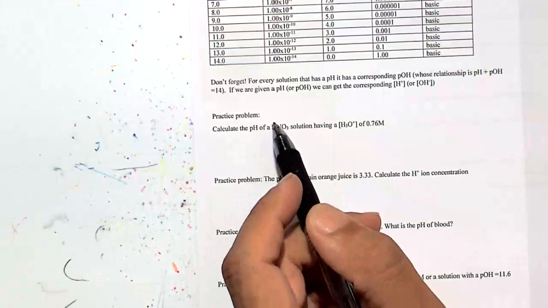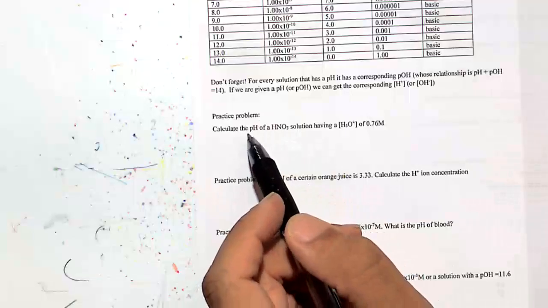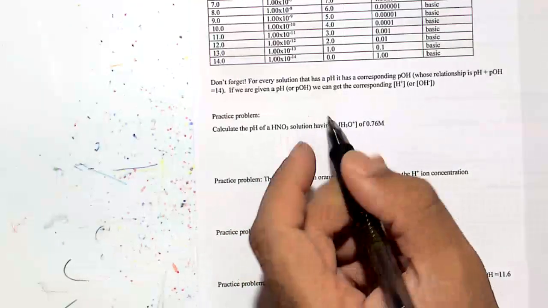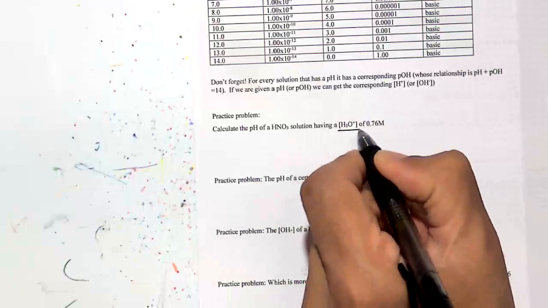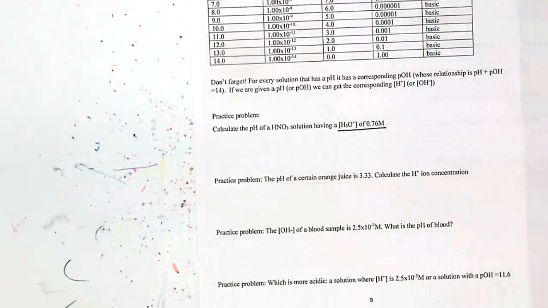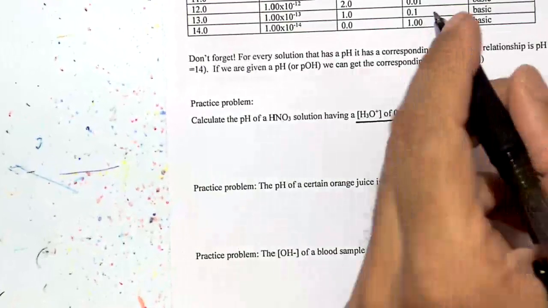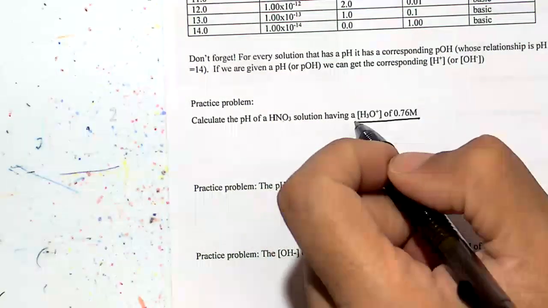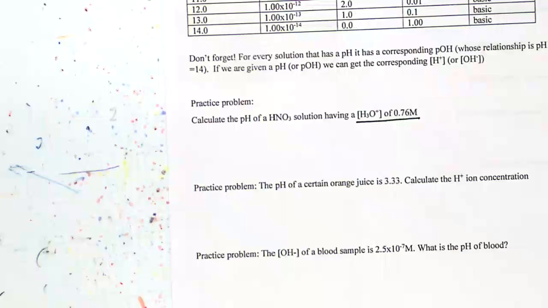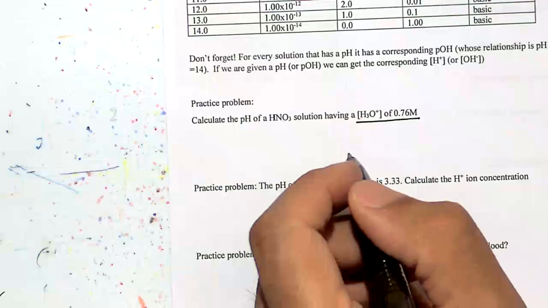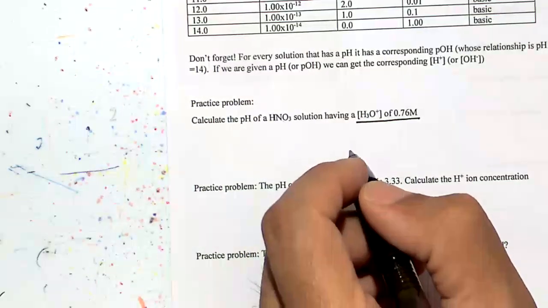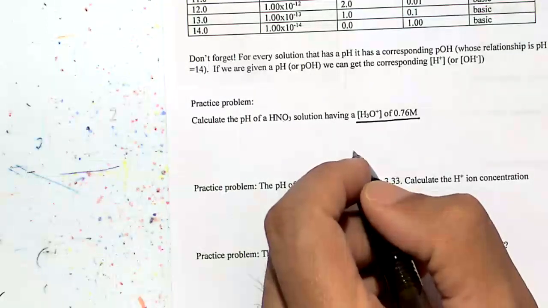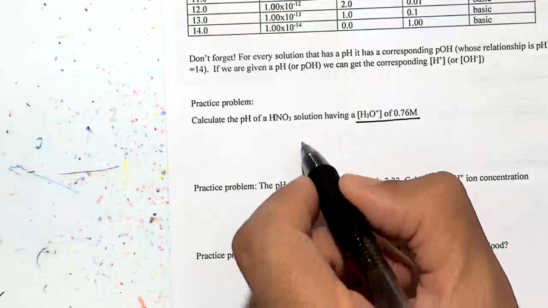All right, let's just go ahead and start off with these problems here. Calculate the pH of an HNO3 solution whose concentration of H3O plus, or proton, is 0.76. So how will I calculate the pH of this? Is HNO3 a strong acid or a weak acid? Because it's a strong acid, just plug it in. Okay, plug and chug. You heard this term, plug and chug? For a strong acid, plug and chug it.